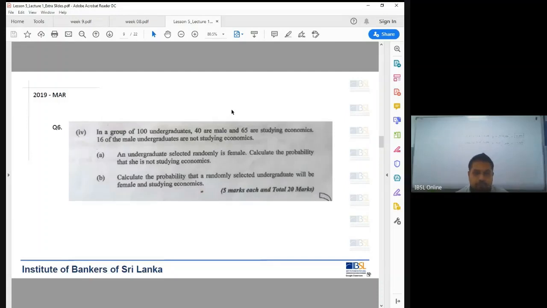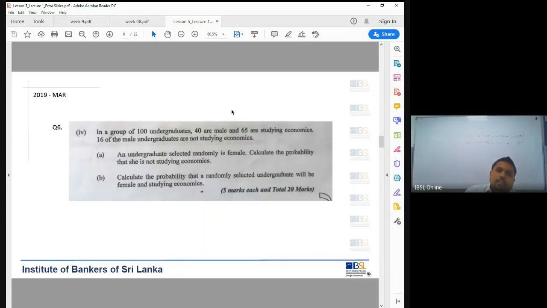In a group of 100 undergraduates, 40 are male, 65 are studying economics. 16 of the male undergraduates are not studying economics. That's all we are given. We know that epsilon, or the total group, shall be 100, 40 male, that should be 60 females in that case. 65 are studying economics, that means 35 must be not studying economics. And 16 of the male undergraduates are not studying economics also.